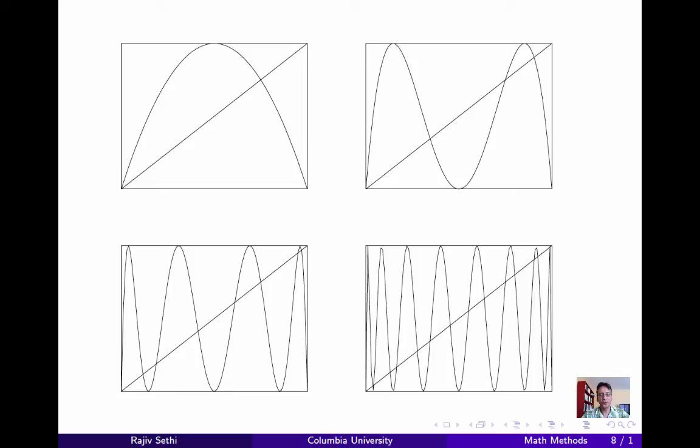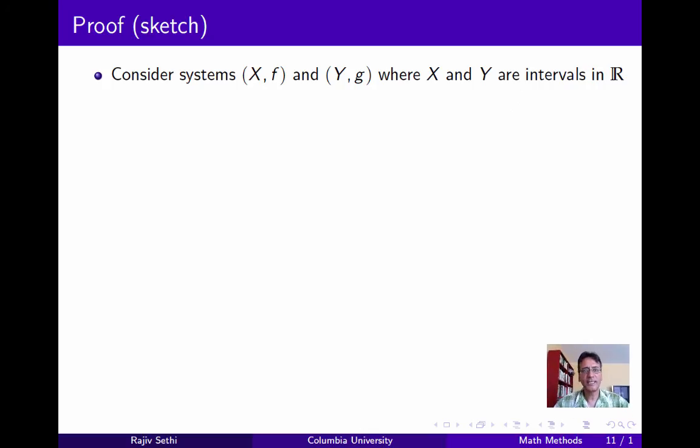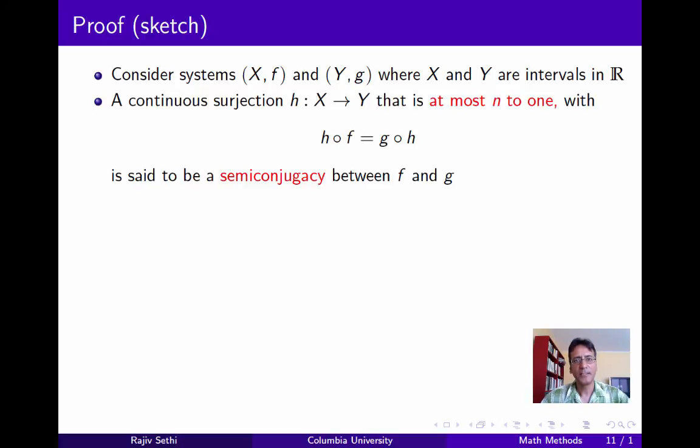Now this is not a proof, but it gives you the intuition for why the result might hold. So let's think about the proof, and I'll just sketch it with some missing steps that you can fill in. Consider the systems (X, f) and (Y, g), where X and Y are intervals in the set of real numbers. Now we're going to weaken the notion of conjugacy a little bit.